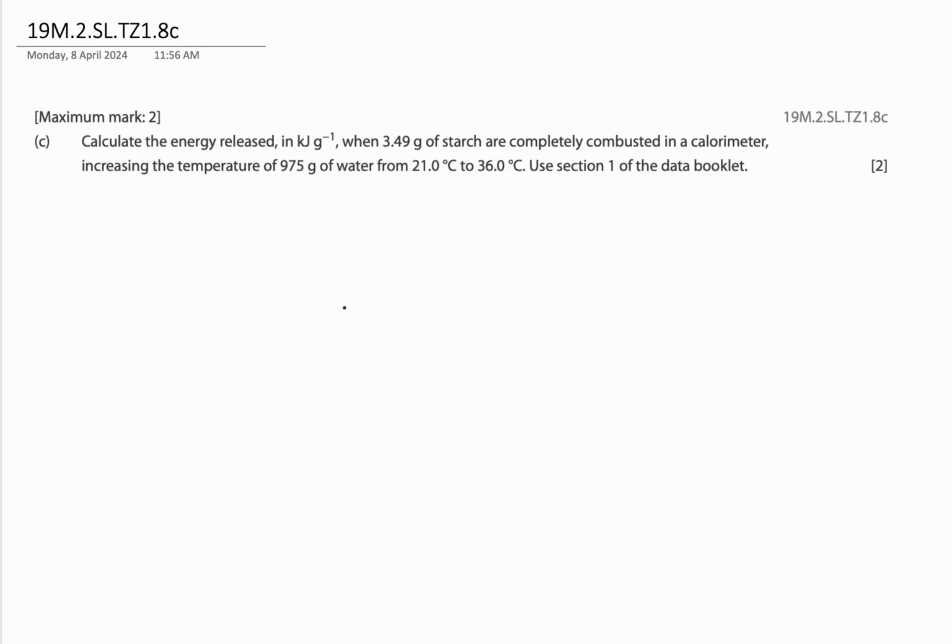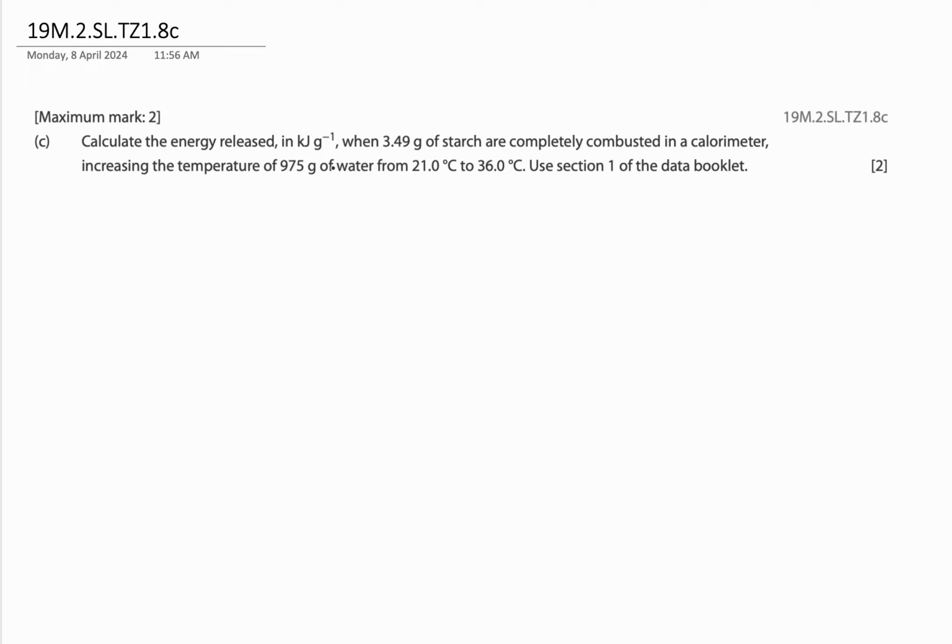Today we're going to be solving a problem from the May 2019 IB chemistry examinations. This is a paper 2 SL question and it's open-ended. It's actually a part of a bigger question. This is part C of the 8th question. It's worth 2 marks. Let's get started.